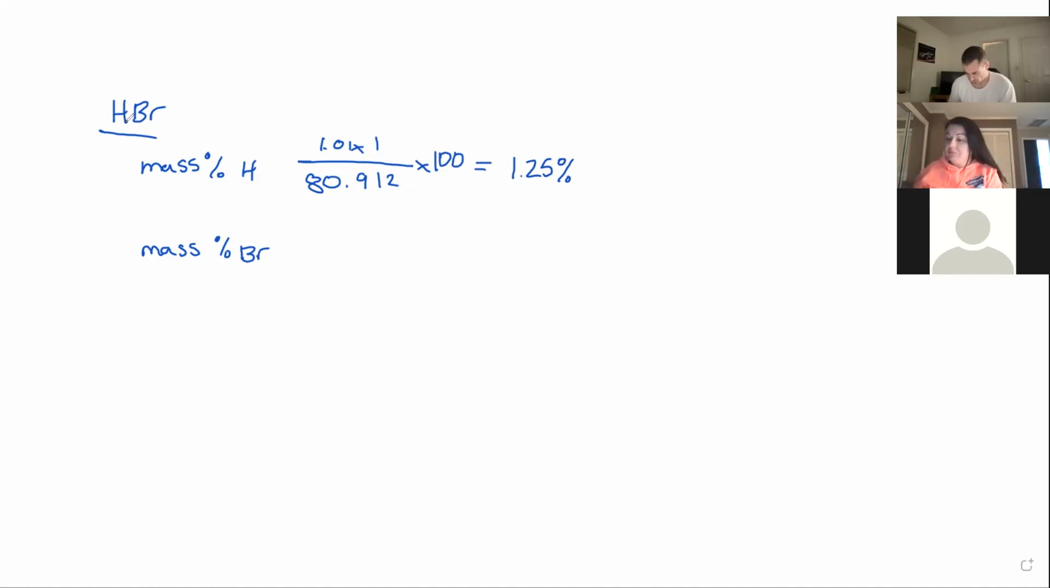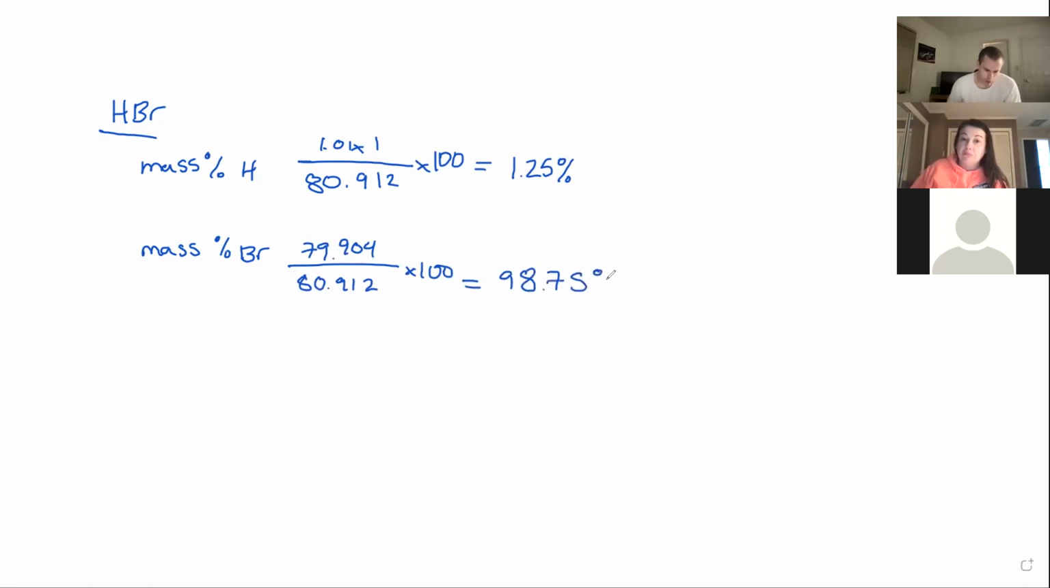So to figure out the mass percent of bromine, we're going to take the mass of the bromine, which is 79.9. Yeah, I thought there was a decimal there. 904, something like that. We divide it by the 80.912, multiply it by 100. We're going to end up with a pretty large percentage. I get approximately 98.75%. If I added these up, it's going to be approximately 100%.